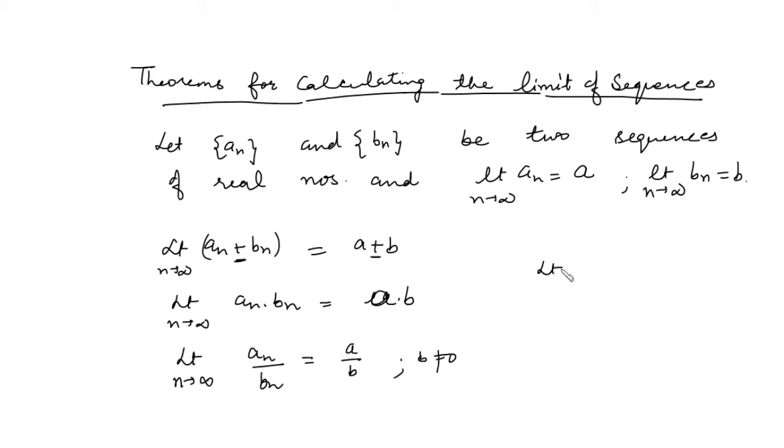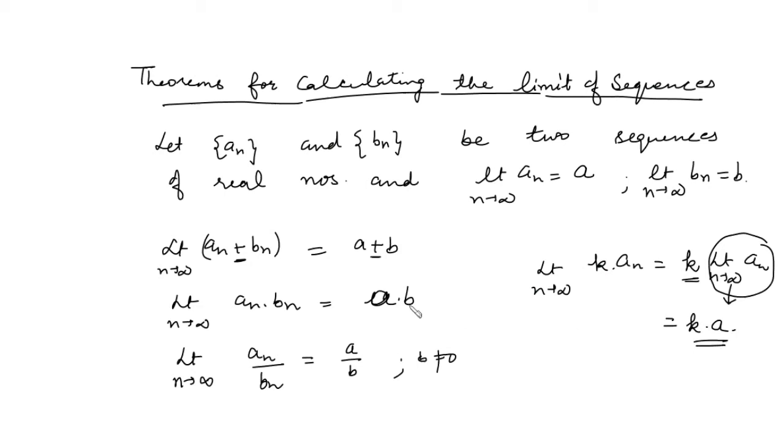And similarly, for the limit of a constant multiple of the sequence a_n, you can take k outside and find the limit of a_n, and since we know that this sequence is convergent, this will be k times a. So these are the rules. This is the sum and difference rule, this is the product rule, this is the quotient rule, and this is the constant multiple rule. So we can apply the limit formula and find the limit of the sequences.